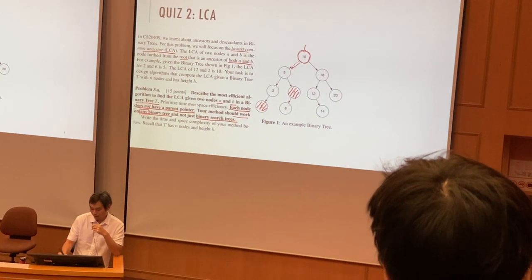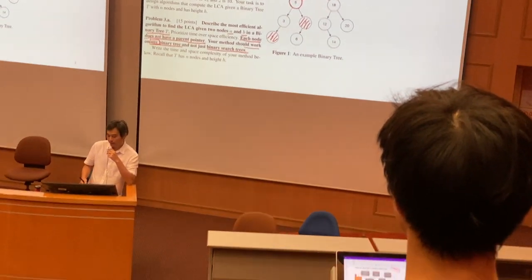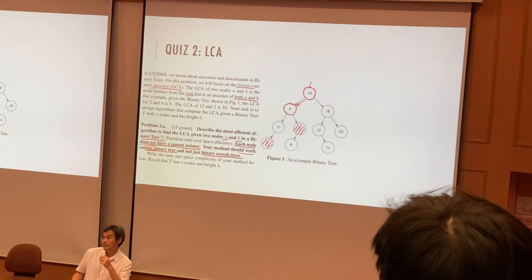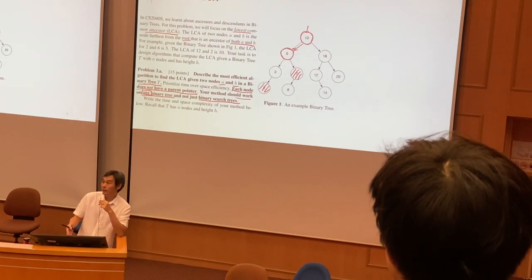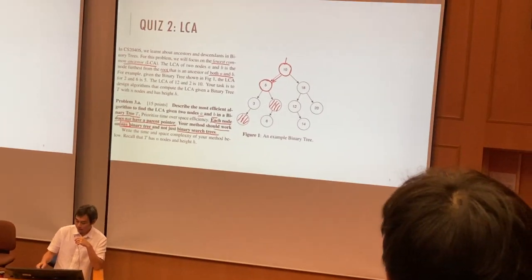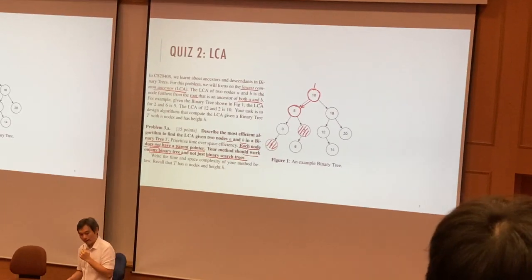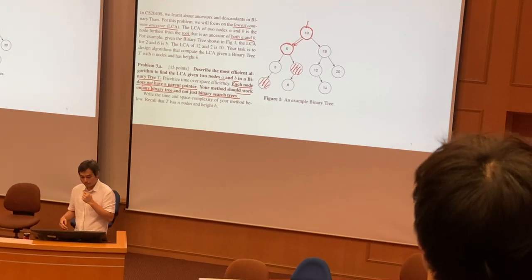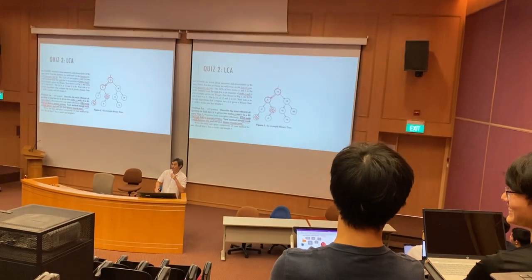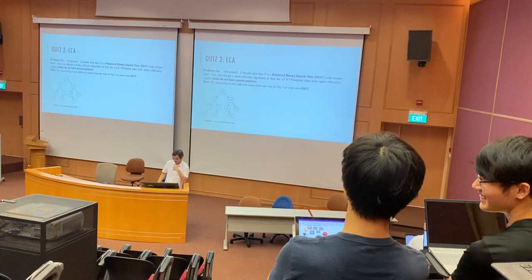So I'll go down and then I'll look at 5, and you look at 5 and you say, okay, one of them is on my left side and one of them on my right side. And that means I'm the lowest common ancestor for this bucket. So this is when you have a binary tree, and then you can figure out the way to solve it. I'm just giving you an idea.